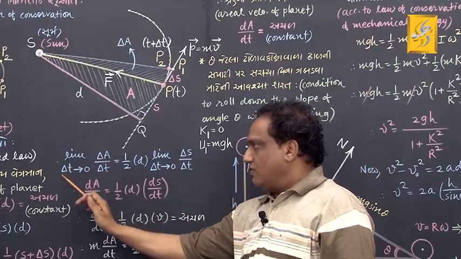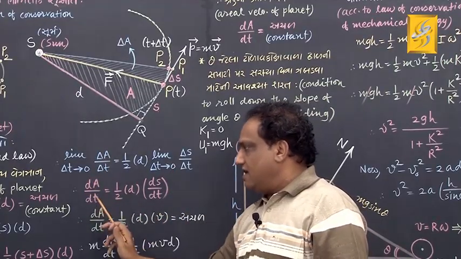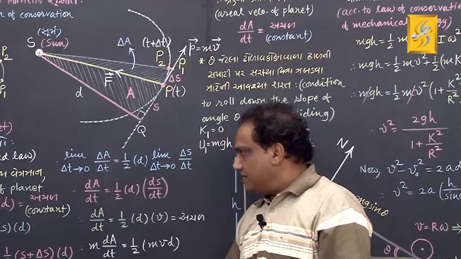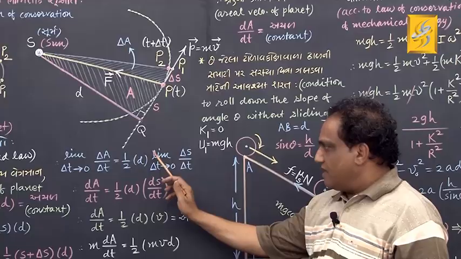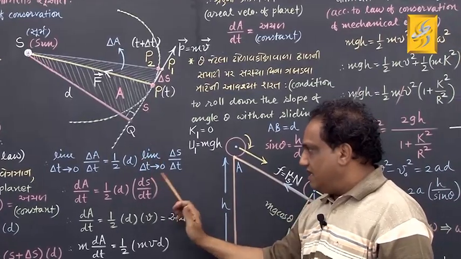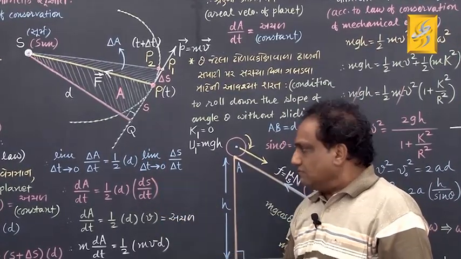Now in the language of calculus, this part is nothing but dA by dt. 1 by 2 d as it is. And this part, in the language of calculus, is ds by dt.